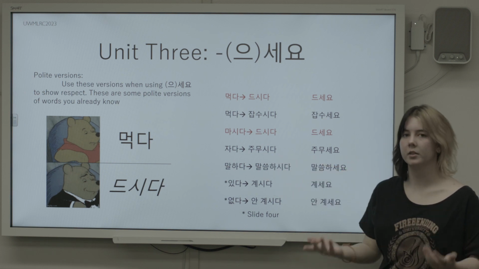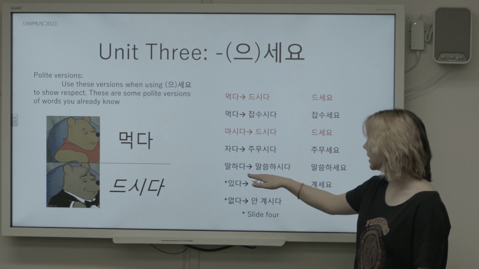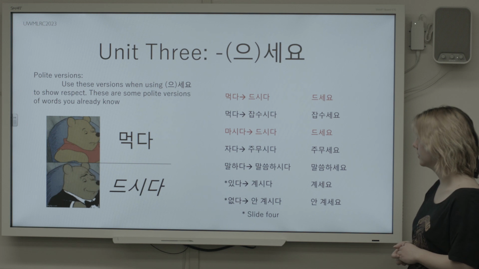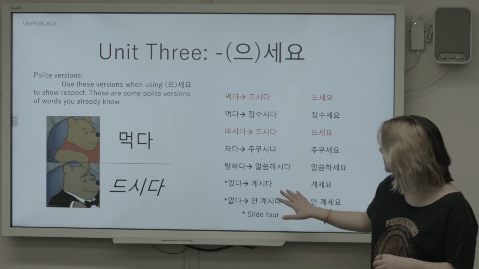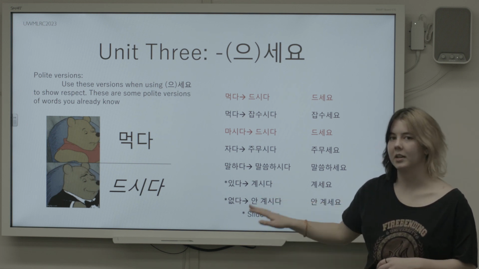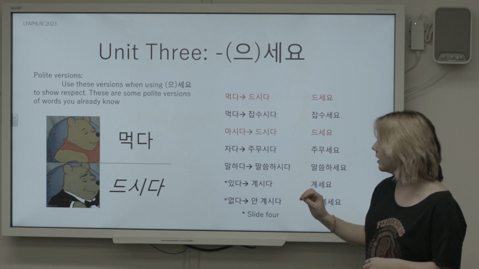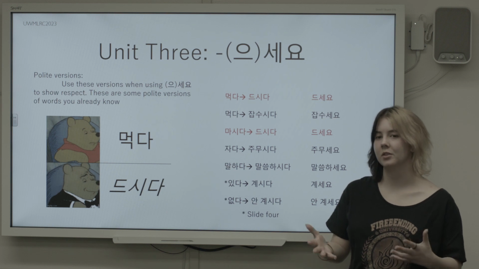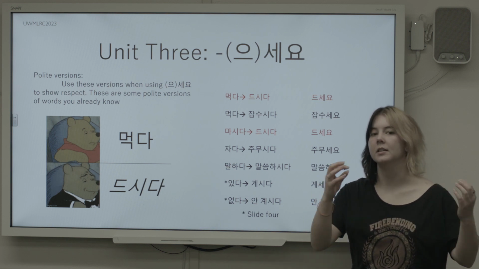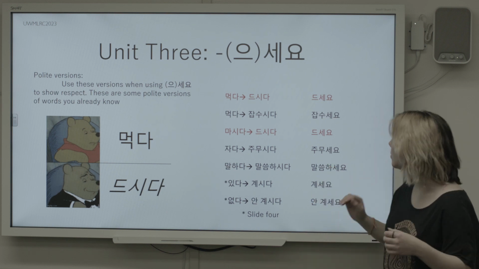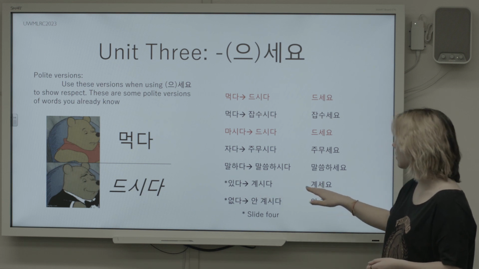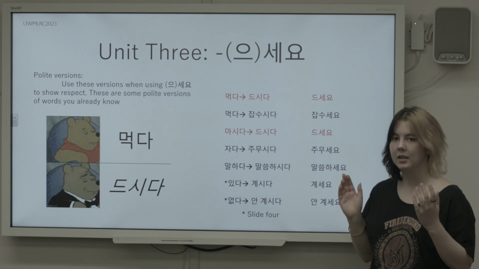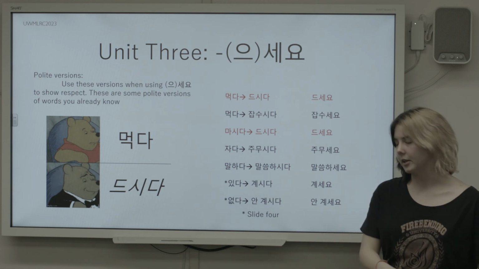자다, to sleep, becomes 주무시다, 주무세요. 어머니 주무세요, mother is sleeping. 말하다, to speak, becomes 말씀하시다, 말씀하세요. This I will elaborate a little bit more on slide 4. 있다 and 없다, depending on when they're used. If you're using it to say that a person is in an area, you will say 계시다, 계세요. Or 안 계시다, 안 계세요. Is in a place, is not in a place.